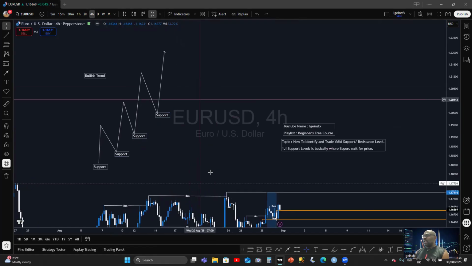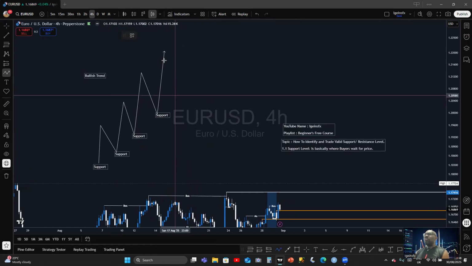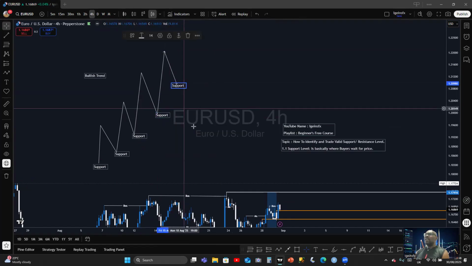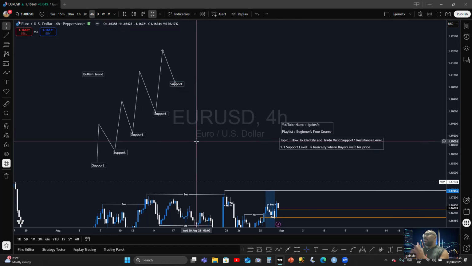So if price should now pull back after price created this high, it's supposed to come and create support, right? And we'll say this is a support level. And I tell you guys, the support level is a level where buyers wait for price. That is where they wait for price. As soon as price gets to that point, they enter the market and push the price to the upside.